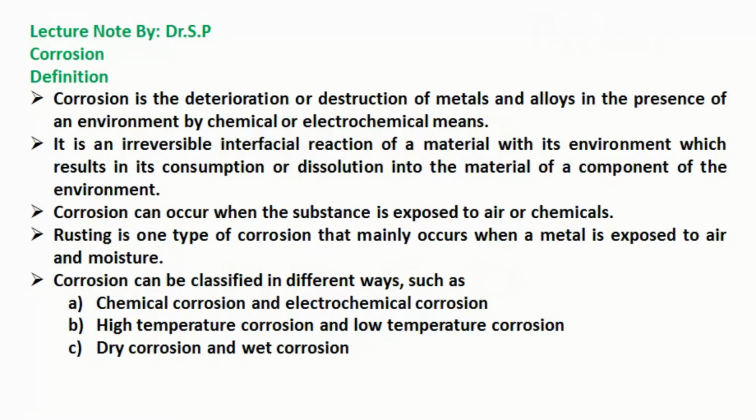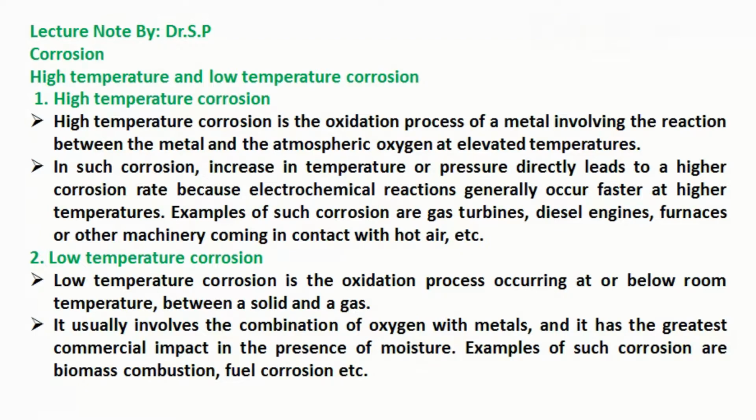Rusting is one type of corrosion that mainly occurs when a metal is exposed to air and moisture. Corrosion can be classified in different ways, such as chemical corrosion and electrochemical corrosion, high temperature corrosion and low temperature corrosion, dry corrosion and wet corrosion. High temperature and low temperature corrosion.